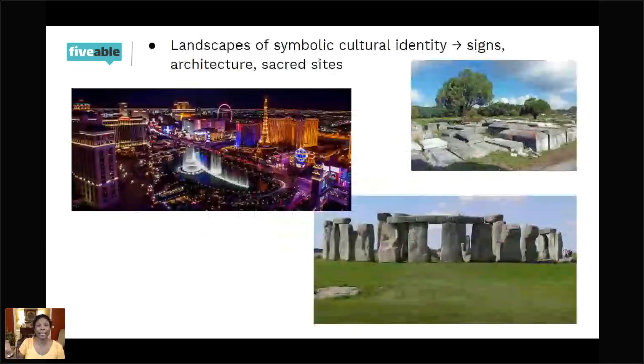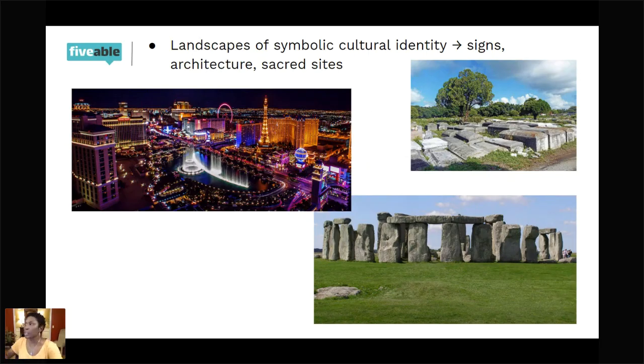Let's take a look at landscapes of symbolic cultural identity. We want to look at signs, architecture, and sacred sites. When we're talking about culture, it's not just our language, it's not just our beliefs and our religious practices that we practice. It's also, how does culture show up on the landscape? How do we bury people? What are our sacred sites like? Those are important things to take into consideration as well when we're talking about how culture shows up in the landscape.